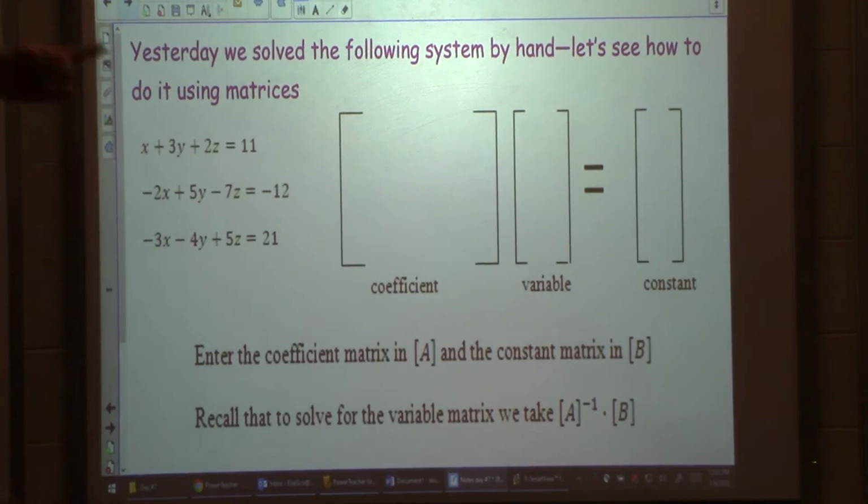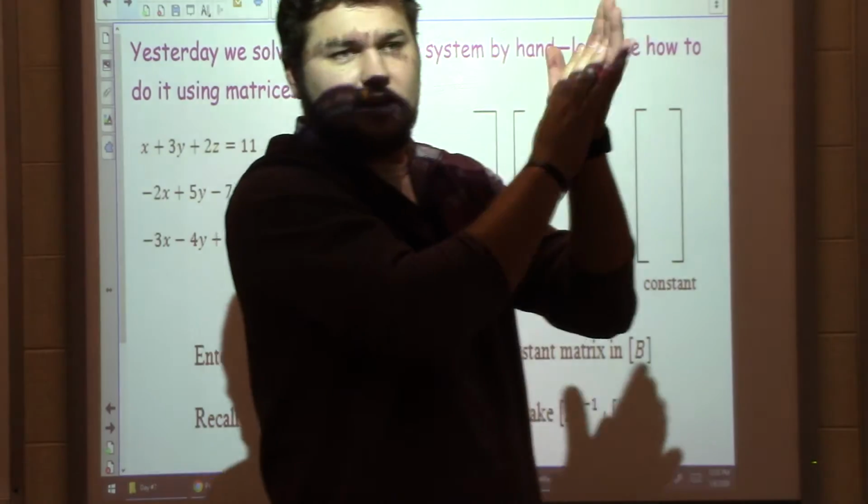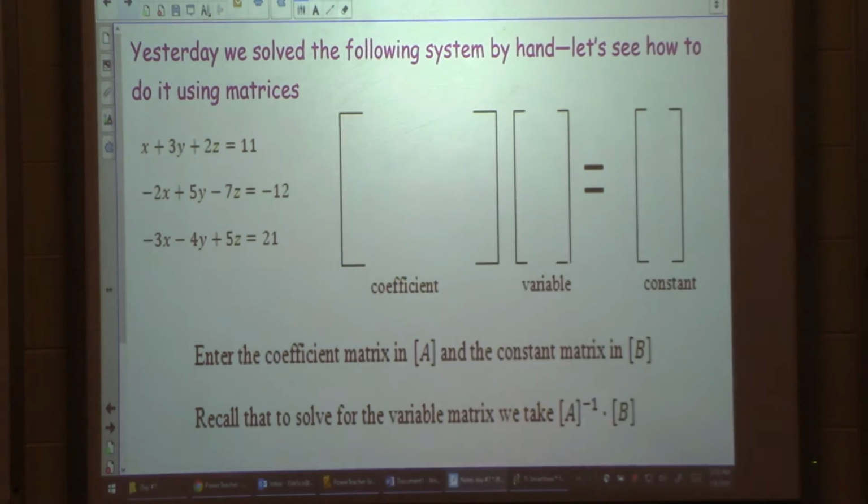We're going to learn how to do it using matrices. Yay! No? You guys just want to keep doing them by hand? We can do that. No. Alright, so if you do not have your graphing calculator out already, please take it out.